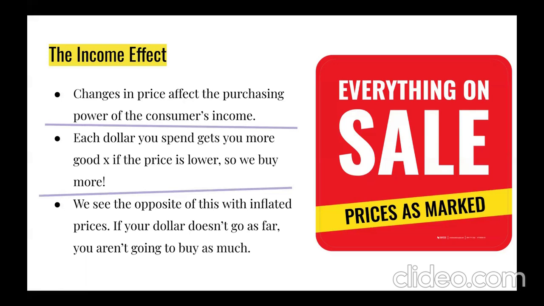And we see the opposite of this with inflated prices. So if the price of something goes up and your income doesn't go up, your dollar doesn't go as far, and you're probably not going to buy as much. So in terms of the demand curve sloping down, you're making decisions based on the purchasing power of your income. And if that doesn't change, you will buy less of a good that's more expensive and more of a good that is less expensive. It's the law of demand, right? Law of demand.